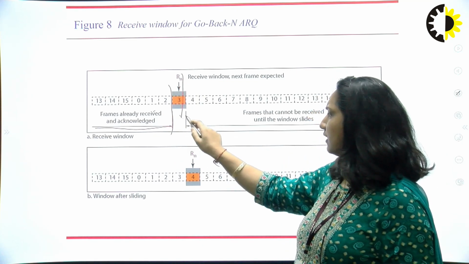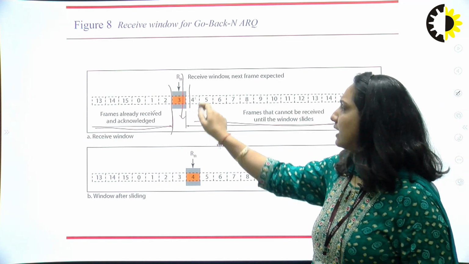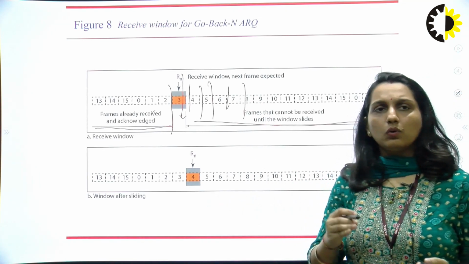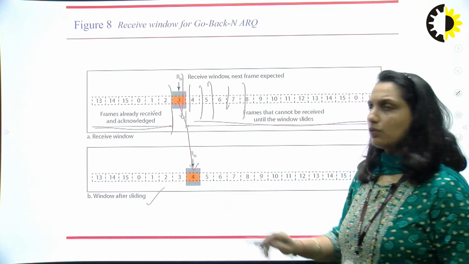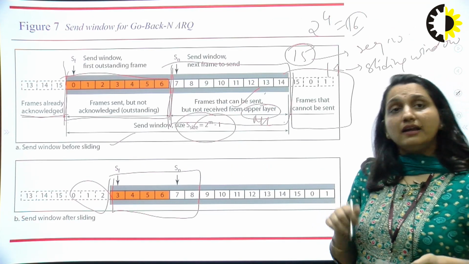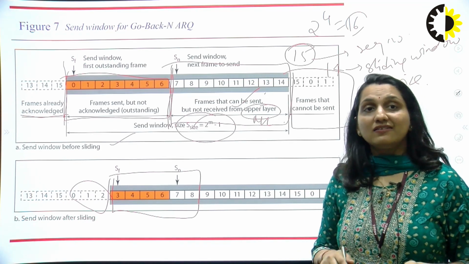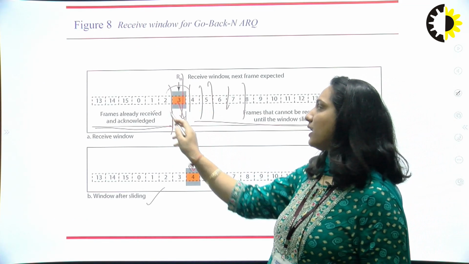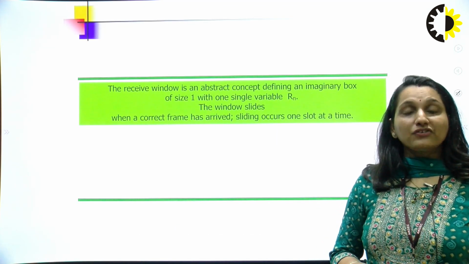If the acknowledgement frames have not been received, the window will not slide. At the receiver side there is only one slot, and then it slides on to the next. So at the sender side we have a sliding window, but at the receiver side this is not a window. We have only one frame received at that time. So the receive side is an abstract imaginary box of size 1.